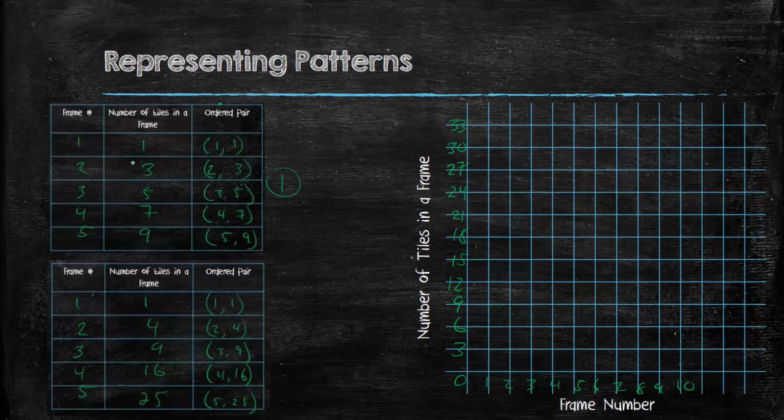So in this set, we've got frame 1, and it's got 1 tile. So that's about here. In frame 2, we have 3. In frame 3, we've got 5 tiles. So this is 3, this is 6, so it's probably around here. Frame 4, we've got 7, so maybe around here. And in frame 5, we've got 9, which is right here. Okay.